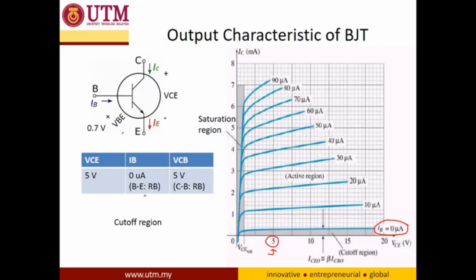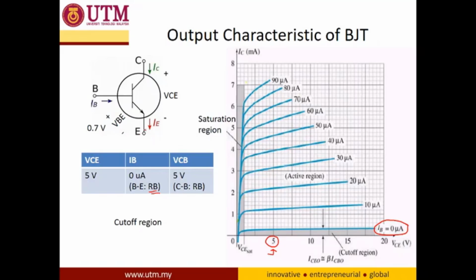this means that the base-emitter junction is in reverse bias, because if the voltage is forward bias, there should be a current flow. But now there is no current flow, which means this is in reverse bias. Since this is reverse bias, you can replace the base-emitter junction with an open circuit, so there is no connection between base and emitter.